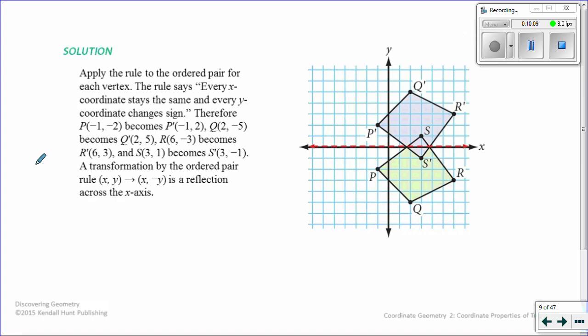So if you take a look at this, this is just our solution for the last one. Every x-coordinate stays the same. Every y-coordinate changes sign. Again, reflection across the x-axis. So you could say if all the x-coordinates change sign, that would be a reflection across the y-axis, right?